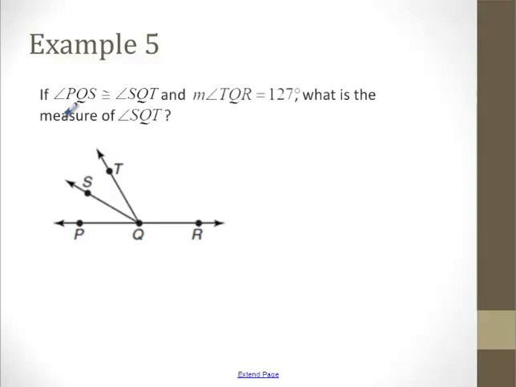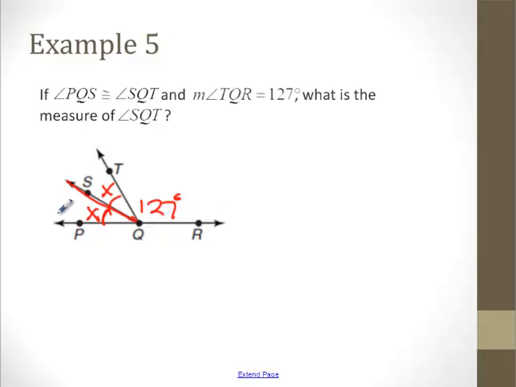Alright, so if angle PQS is congruent to SQT, since they're congruent, I'm going to put a mark similar to how I did for segments to mark that they're congruent. That means that this line here, QS, is an angle bisector. We know TQR is 127 degrees. I need to find the measure of SQT. So I'm going to name that X since there's no other variables. Since that's X, since we know they're congruent, that's X as well.